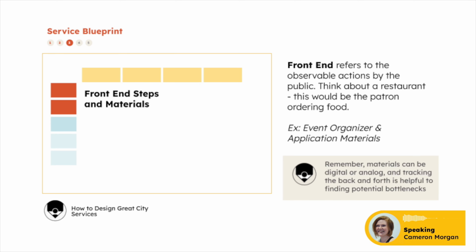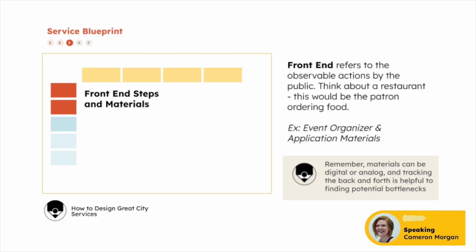So the front end here refers to the observable actions. There's this common analogy that's cited when you talk about service blueprints of a restaurant, right? So for the front end, think about them as the patron, right? They're the person that walks off the street, sits down at a table, orders something off the menu, right? So for us, when we were doing special events permitting, these were our event organizers, right? And the materials that they were using were a lot of the application materials, right? Things related to getting that application in.